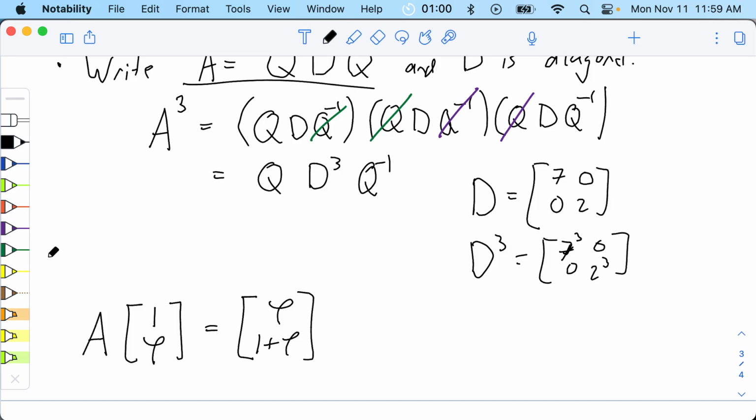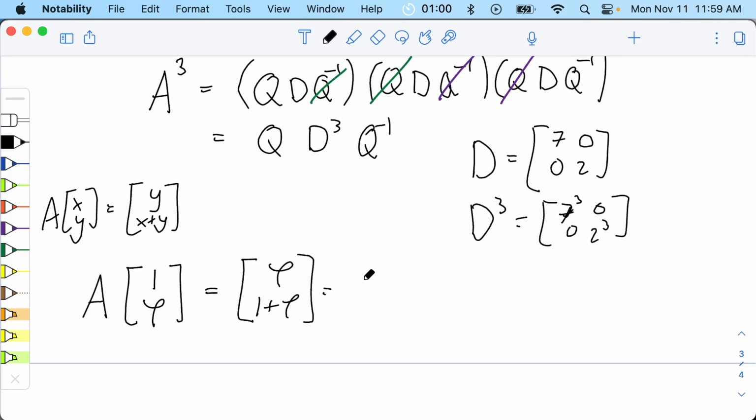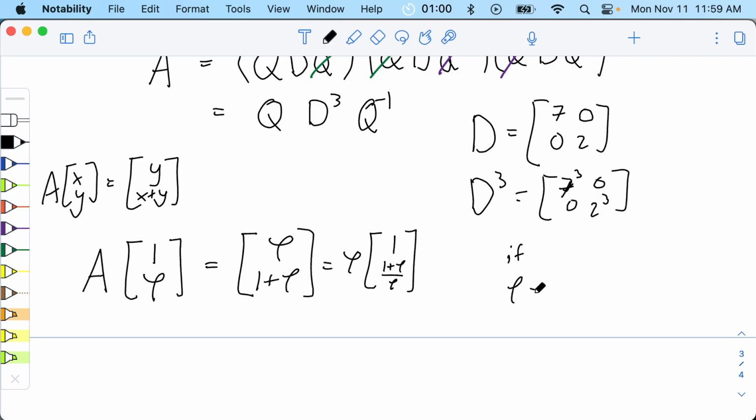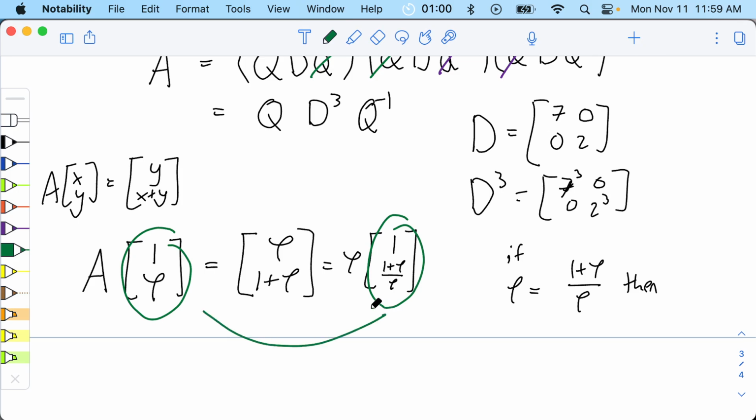Remember, what does A do? A of x y is shifting up the y and then doing x plus y. So no surprises there. A of 1 phi equals phi, 1 plus phi. And this works for any phi. But I want to pull out a factor of phi. So A of 1 phi equals phi times 1, (1 plus phi) over phi. I just pulled out a factor of phi. And now I want to solve this equation. If phi equals (1 plus phi) over phi, then this is the original vector we started with. Then this vector is the same as this vector, and that is called an eigenvector. That's saying if you apply A to this vector, you get back this vector.